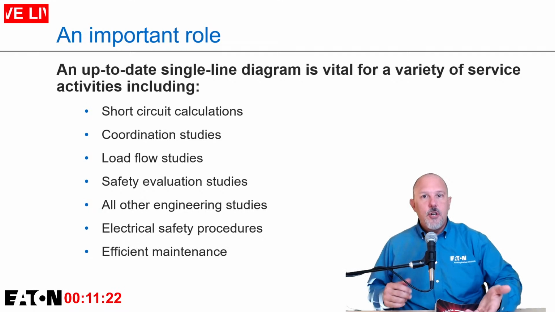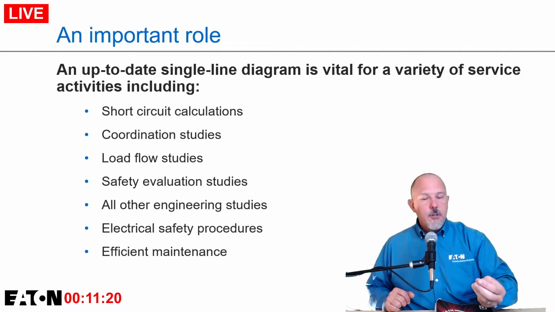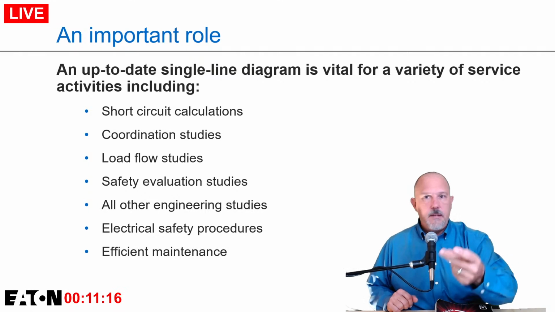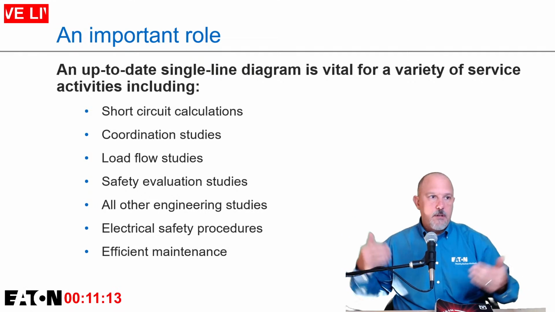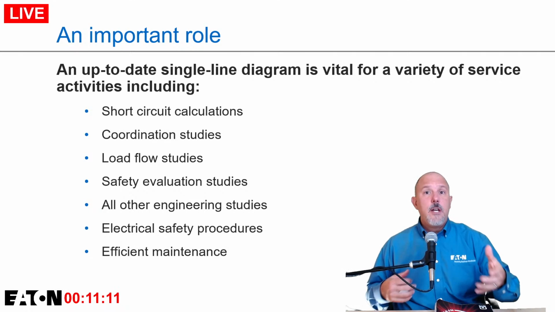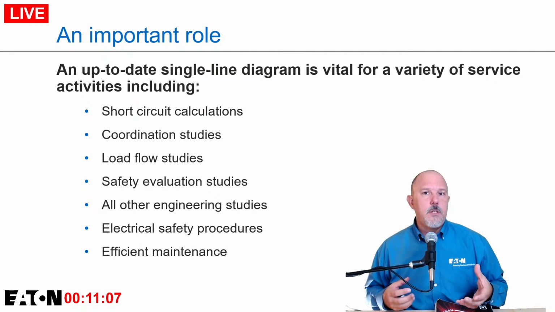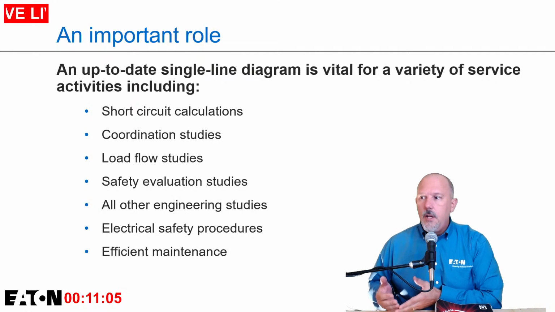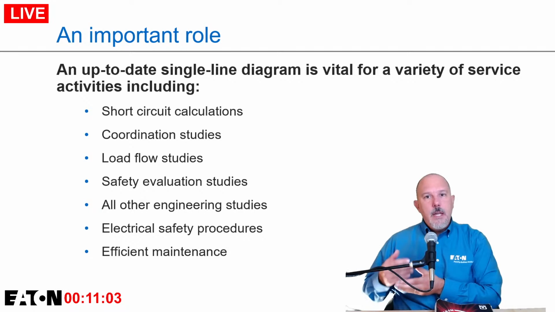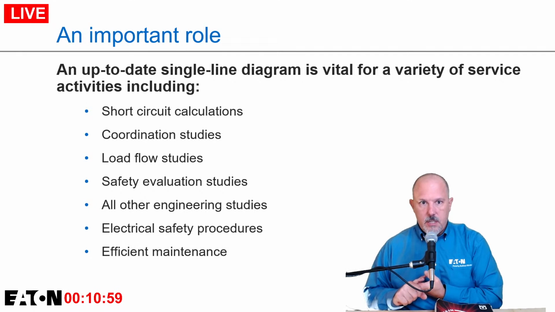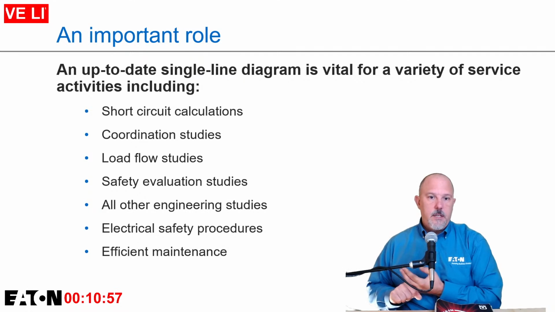Three-line diagrams show phases A, B, and C. They'll show you the CTs in A, B, and C. They'll show you the breakers in A, B, and C, the contact parts. They'll show you a lot more details, the current transformers and a lot more details than a single line diagram will give you. A single line diagram is used for short circuit calculations, selective coordination studies, load flow studies.